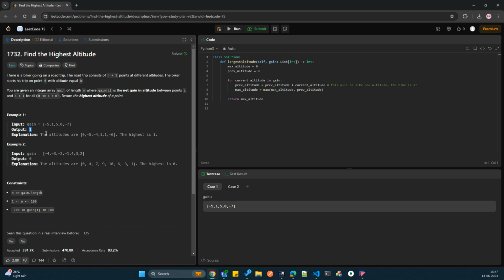Now, to solve this problem, what we can simply do is add the previous one and the current one, and based on that we'll find the maximum altitude. Previously he was at 0 and he dropped, so the current altitude will be -5. We'll check if it is greater or lesser than the previous one. Similarly, we'll add 1 to -5, and it will be -4. We'll check if -4 is greater than 0. We'll just do that calculation and finally identify the max altitude the rider was at.